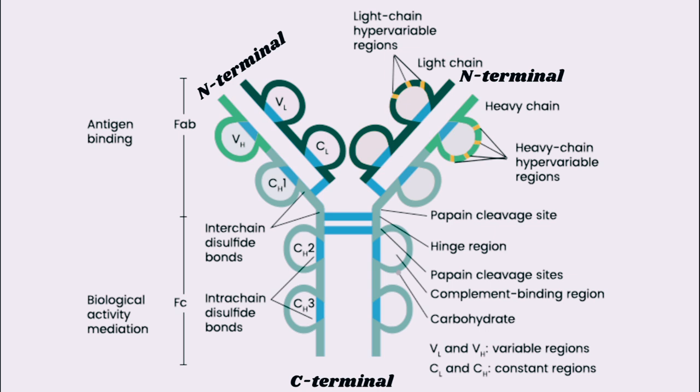There are also fundamental segments, like the Fab segment, which is also known as the fragment antigen binding. The fragment antigen binding are the two arms which are responsible for antigen binding. And the Fc fragment is also known as the fragment crystallizable.